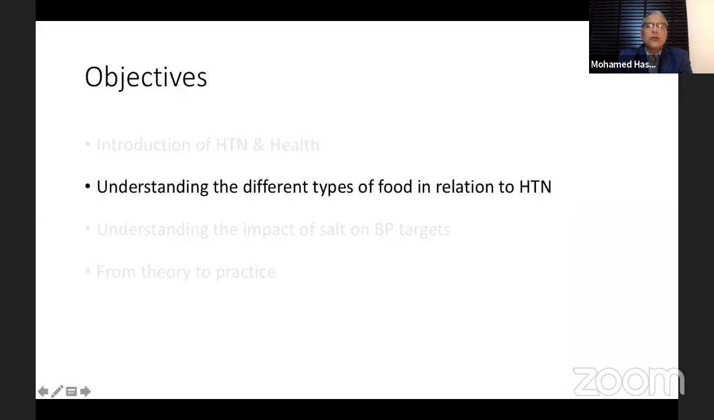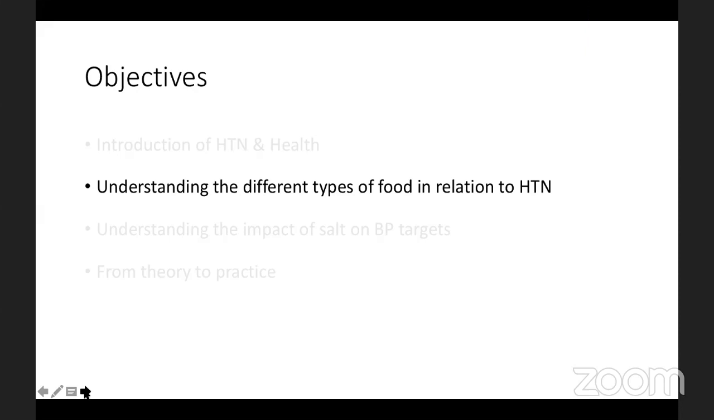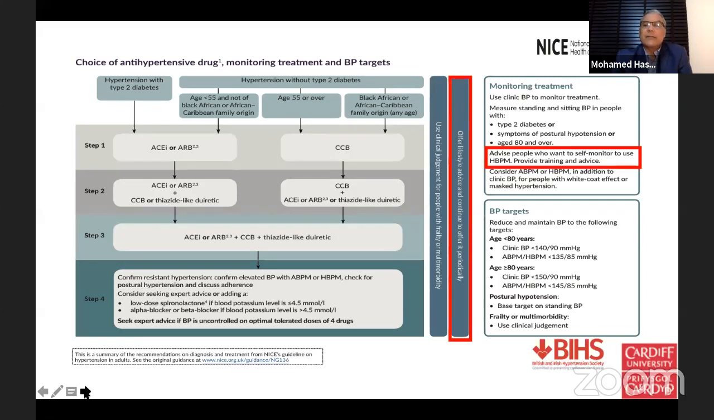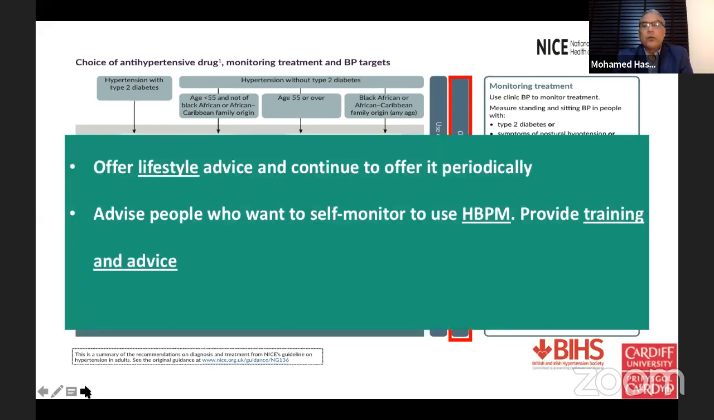So let's go to the second point, the understanding of the relation of the different types of food in hypertension. The question that Ala, when he's planning his program, asked me is, what types of food would be appropriate for a person with diabetes and hypertension, or just hypertension? And when you look into the NICE guidelines, they stress very importantly on the lifestyle, as well as on the home blood pressure monitoring. That's important for all of us to remember.